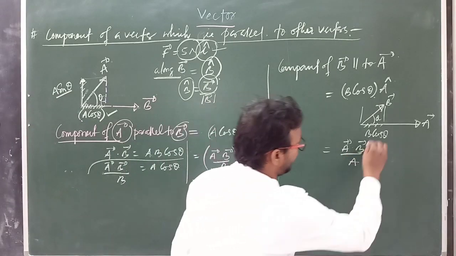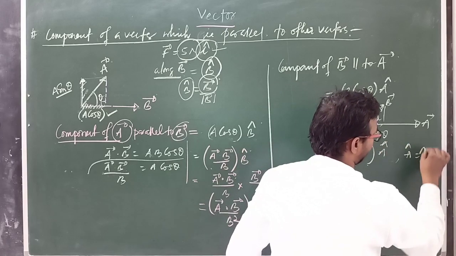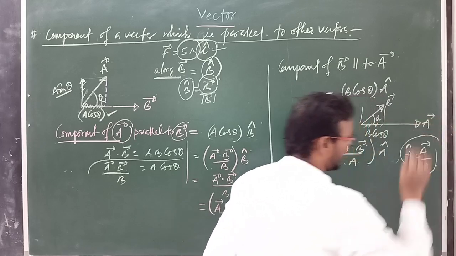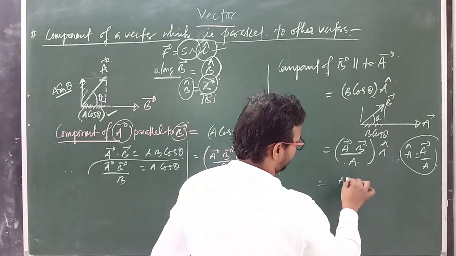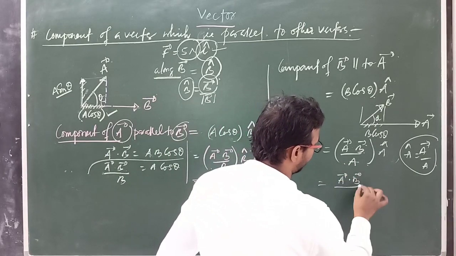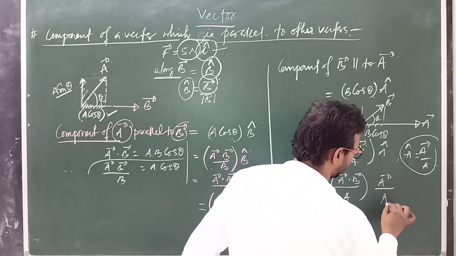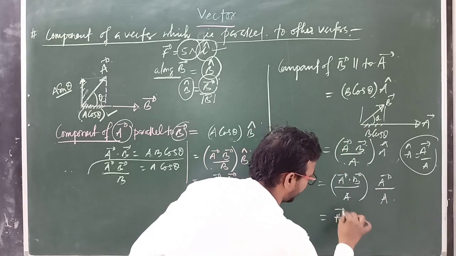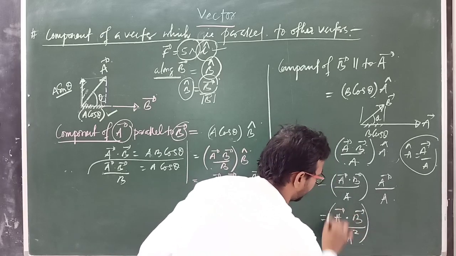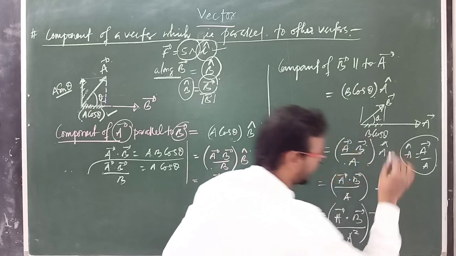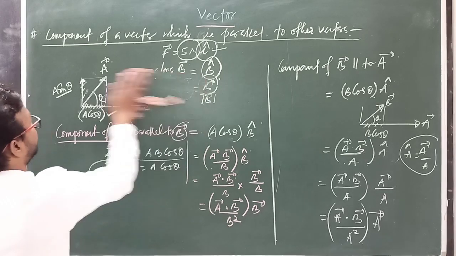So A dot B divided by A into A cap, and we already know A cap equals A vector divided by magnitude of A, which means unit vector. So if we use this value, then we can write A vector dot B vector divided by A into A cap, meaning A vector divided by magnitude of A. So you can write A vector dot B vector divided by A square into A vector. This is the formula. Clear? So by using this formula you can solve different types of numericals.